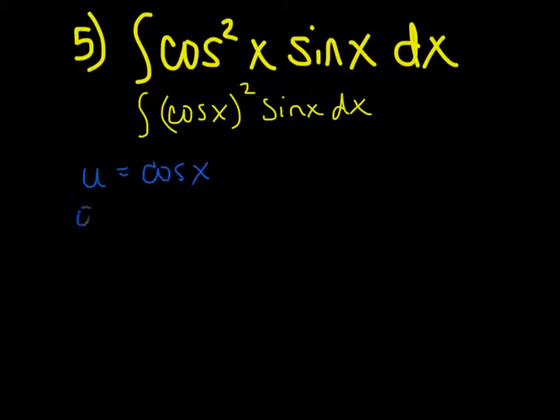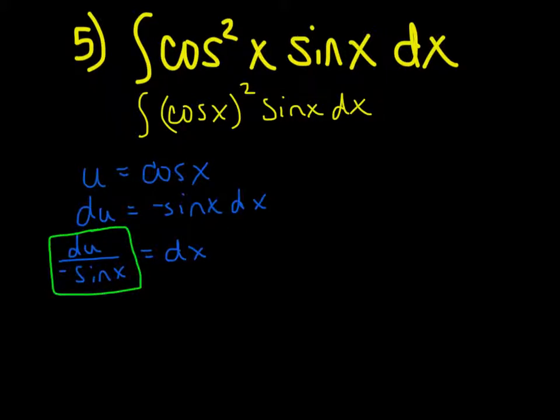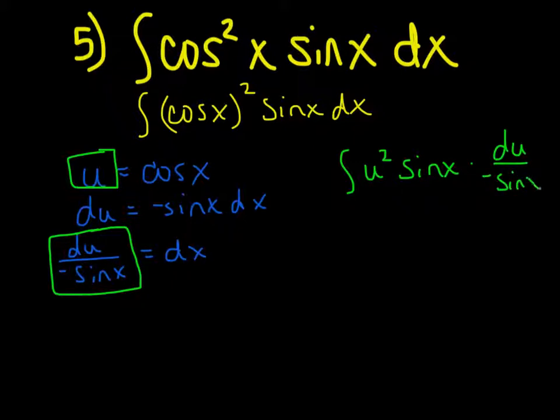Now go ahead and take the derivative of both sides. du equals negative sine x dx. Solve for dx. So du over negative sine x equals dx. All right, now it's time to do our substitution. So remember here, we are substituting in the du over negative sine x for dx, and we're substituting a u in place of cosine x. So it's going to be the integral of u squared sine x times, replace dx with du over negative sine x. The idea is to be able to simplify this so everything's in terms of u.